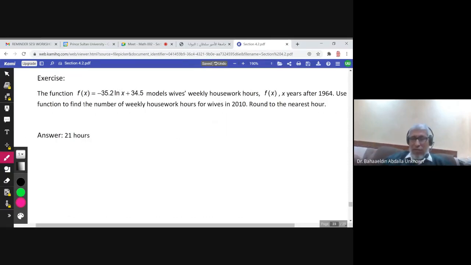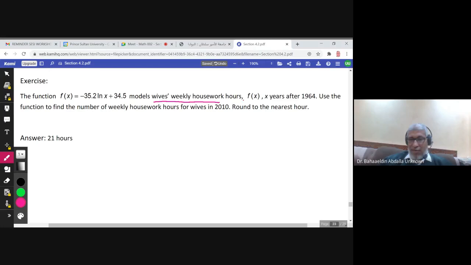This one, the function f of x, again models wives' weekly housework hours. So how many hours do the wives work? So f of x is the wives' weekly housework hours, where x is the number of years after 1964. Use the function to find the number of weekly housework hours for wives in 2010. So what should you do? To find x, you subtract 2010 minus 1964, because he said x years after 1964.